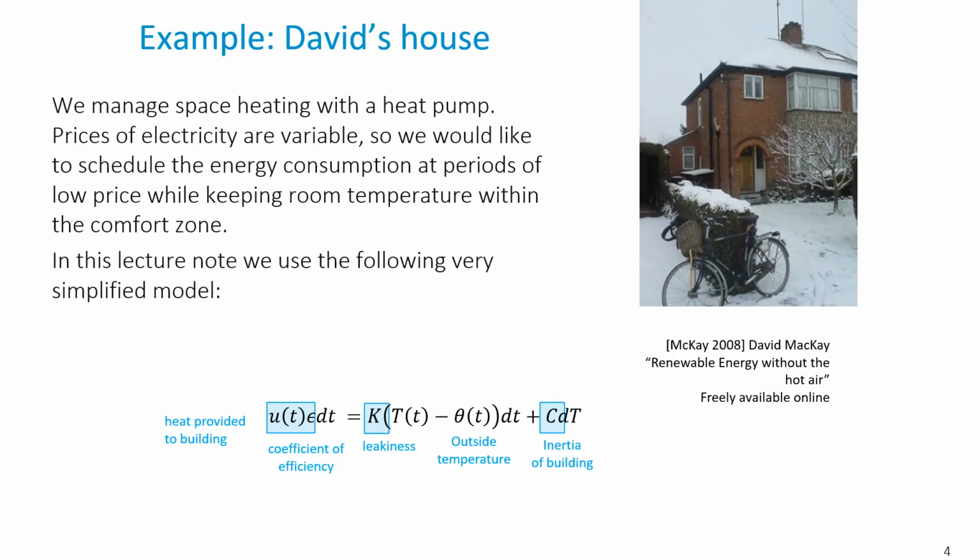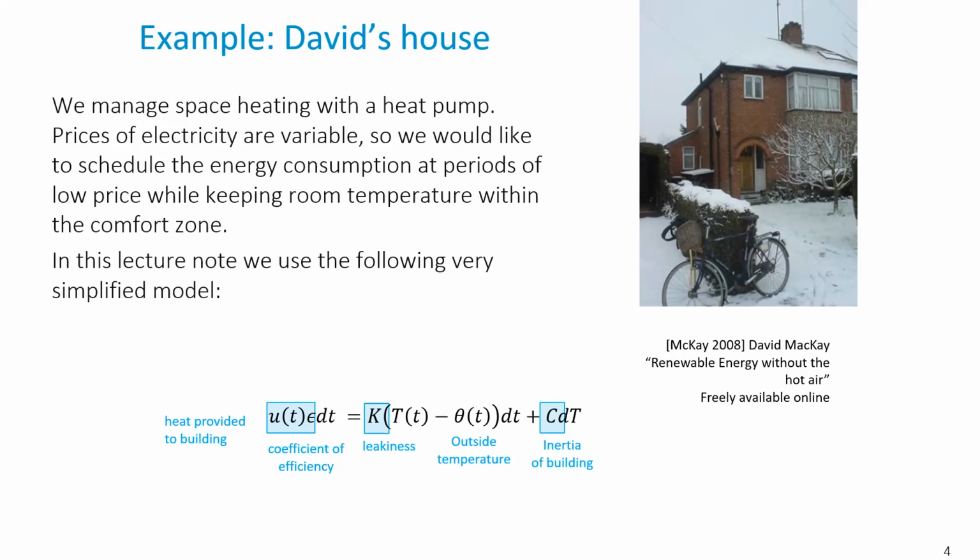So here we assume there is a comfort zone that is between 19 and 21 degrees C. And we also assume the house is well insulated, which is the case of David McKay's house, because this person is energy aware. So if the house is well insulated, it is a buffer. So it's like the battery that we have in the lab. We can store energy in the house in the form here of heat.